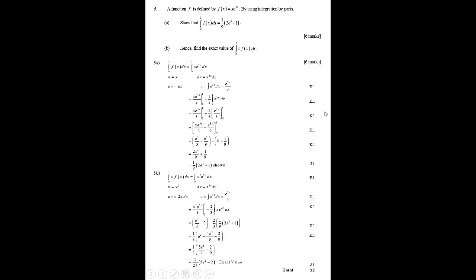Question number 5. You are given a function and then you need to use integration by parts to show the following statement. And then for B, you need to find the definite integral. So to use integration by parts, you need to choose u and dv. To choose u, you can use LIATE.